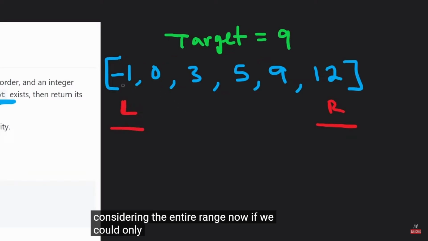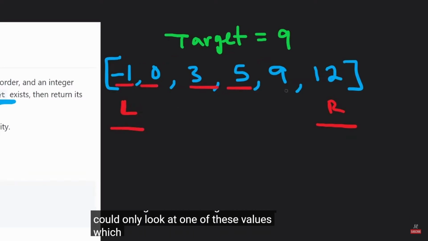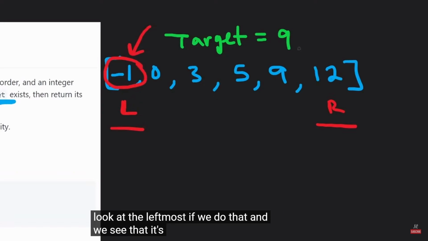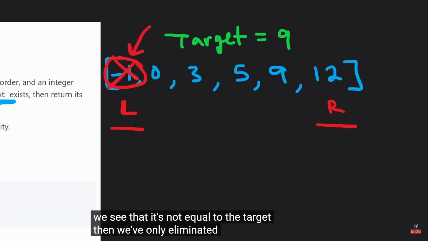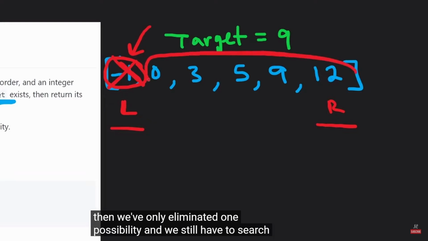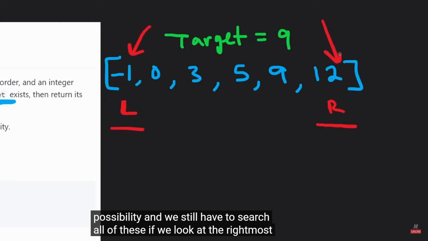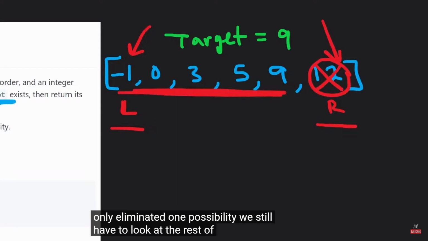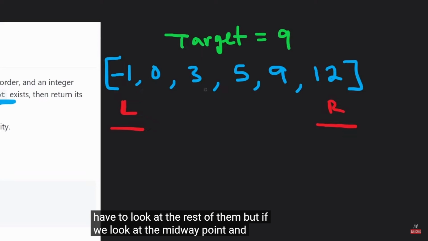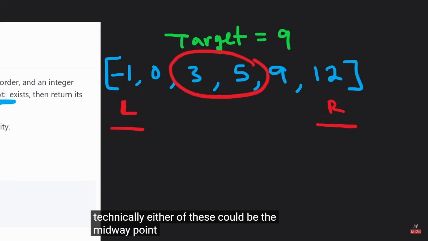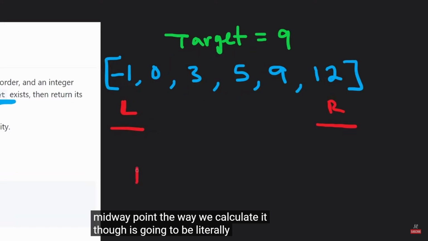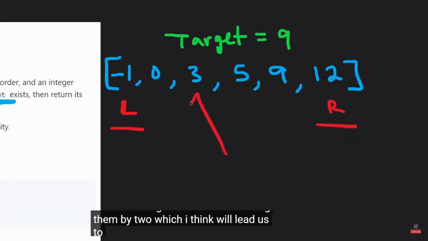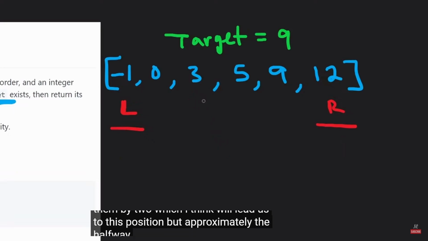Now, if we could only look at one of these values, which one should we look at? Should we look at the leftmost? If we do that and we see that it's not equal to the target, then we've only eliminated one possibility and we still have to search all of these. If we look at the rightmost, similarly, it's not the target, so we've only eliminated one possibility. We still have to look at the rest of them. But if we look at the midway point, and technically either of these could be the midway point, the way we calculate it, though, is going to be literally taking the left and right indexes and dividing them by 2, which I think will lead us to this position. But approximately the halfway point.